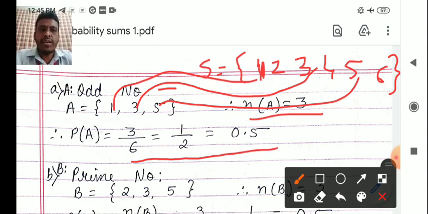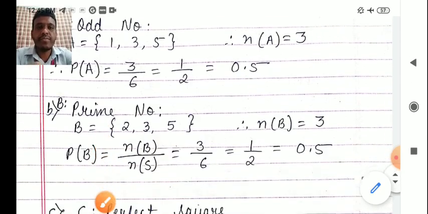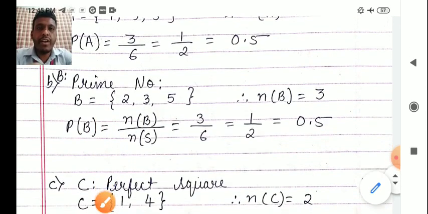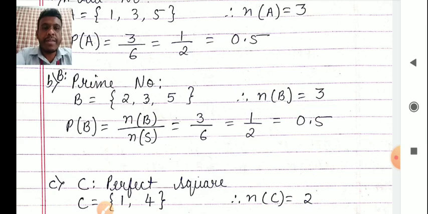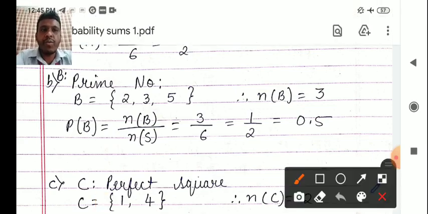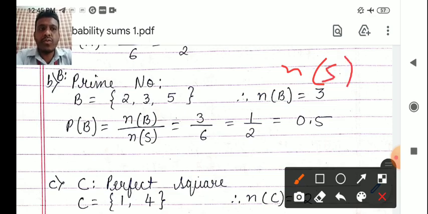Okay, this was similar to the previous problem which we have solved. In the previous problem we have taken n of even numbers. Here we have taken odd numbers. So let's move ahead. Remember, n of S is 6 and that remains same for entire this problem. So n of S we know that it is 6. So no need to write sample space again and again.